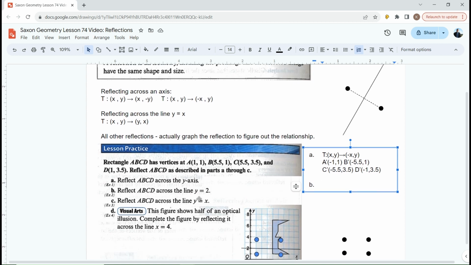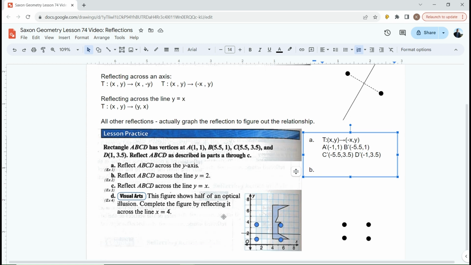I have to reflect across the line y equals 2, which means I'm going to have to graph it out. And I'm just going to use the existing graph down here. I'm not going to use the image that's on here for letter D, but I'm going to use these blue points. These are my pre-image points. Notice I plotted (1, 1), (5.5, 1), (5.5, 3.5), and (1, 3.5). Now, I didn't even have to engage with this in letter A because I knew there was an easy way for me to just reflect these.